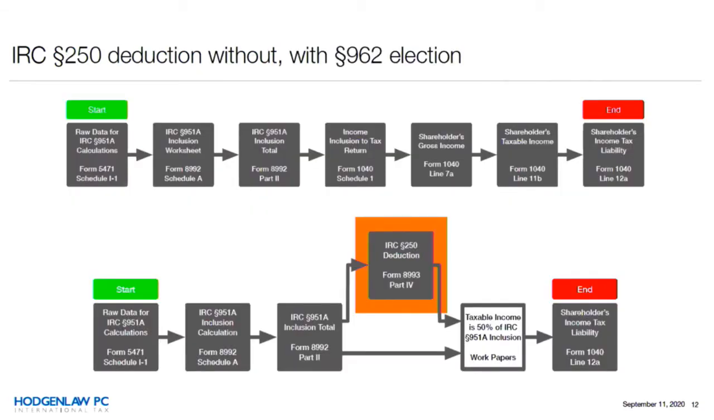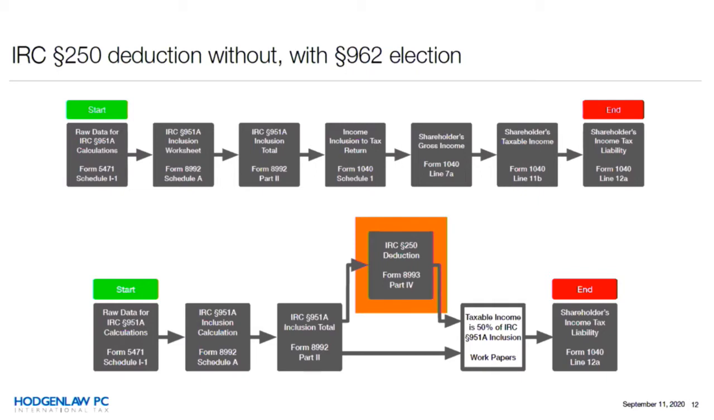But with the Section 962 election, we introduced the ability to take the Section 250 deduction. So I've repeated the flow diagram from the previous slide at the top so you can compare what's happening. The lower diagram from left to right, we start again with the income inclusion amounts that start at Schedule I-1 of Form 5471, go over to Form 8992, and you compute the inclusion amount.